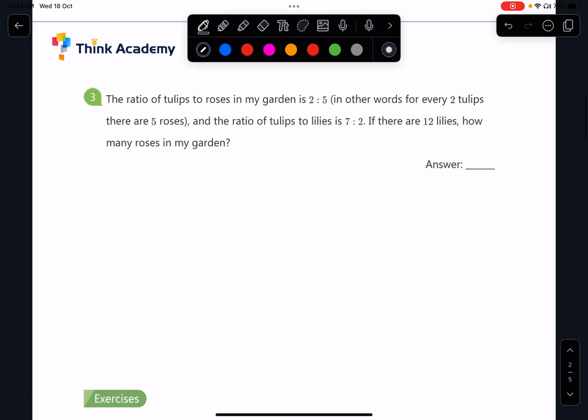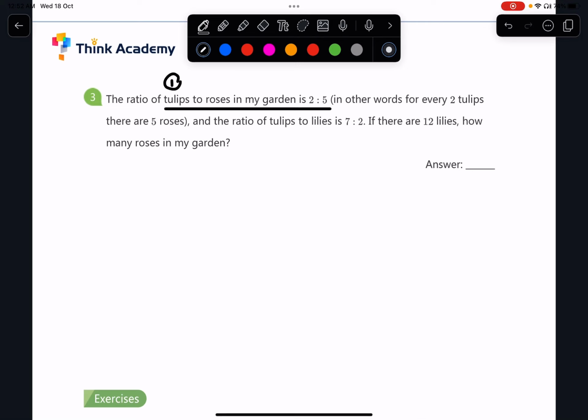Okay, so now we go to question 3. The ratio of tulips to roses in my garden is 2:5. And the ratio of tulips to lilies is 7:2. If there are 12 lilies, how many roses are there in my garden? Okay, so first we can highlight the first ratio. The first ratio is this one, right?